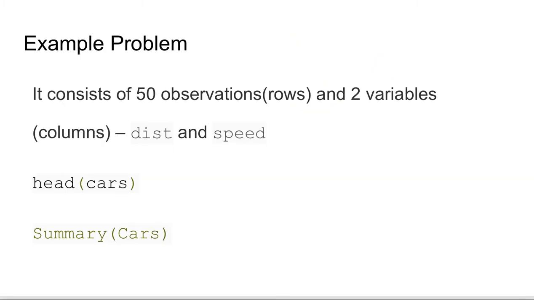Example problem. The cars dataset is a built-in dataset in R. It consists of 50 observations and 2 variables. The 2 variables are distance and speed. We can use head of cars to get the first several observations, and use summary to get a summary for each column separately.